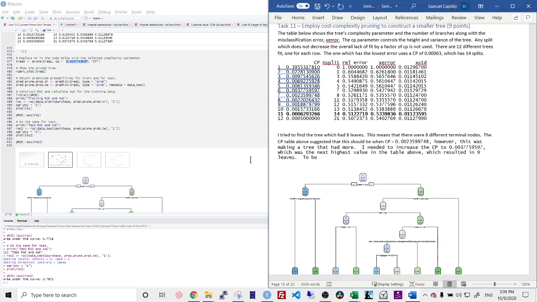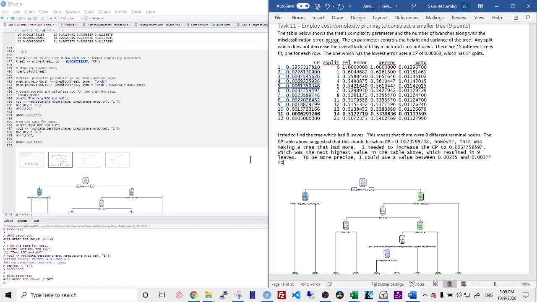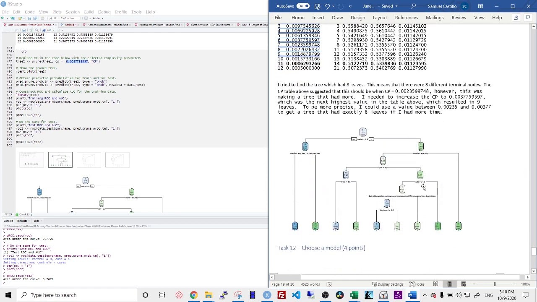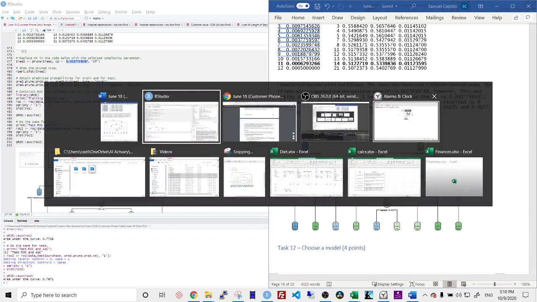To be more precise, I could use a value between 0.00235 and 0.00377 to get a tree that had exactly 8 leaves if I had more time. That's important to note if you run into a task and you know how to get the answer, but you don't have time in the given exam. Just tell the exam grader that, and they will give you partial credit for that question.